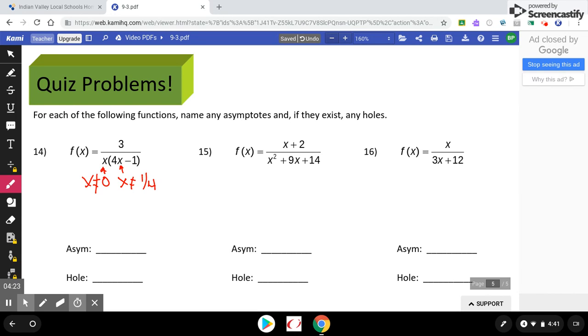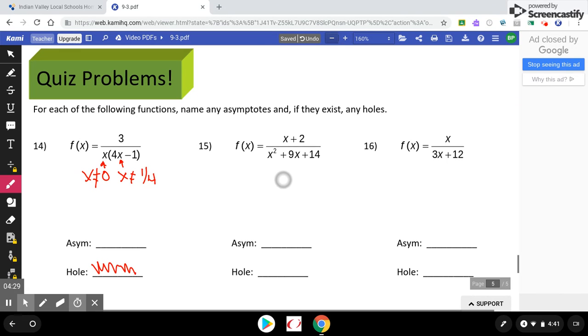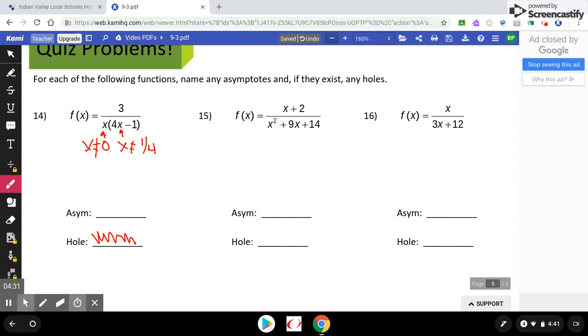But there's nothing common on the top and nothing common on the bottom to cancel out. And if there's nothing to cancel out, there are no holes. The parts that cancel out make holes. The guys that don't cancel out are asymptotes. So there would be a vertical dash line at 0 in that drawing and 1 at 1/4.